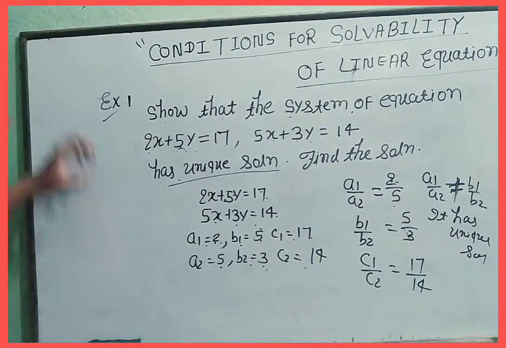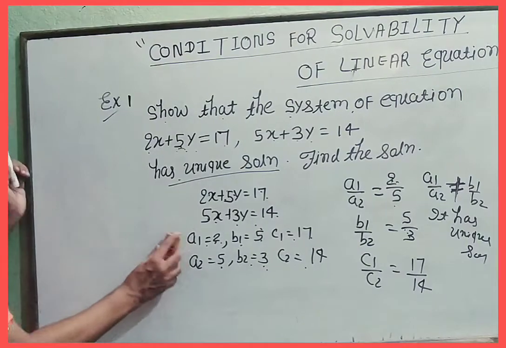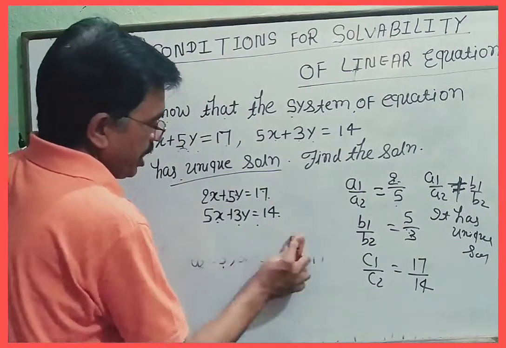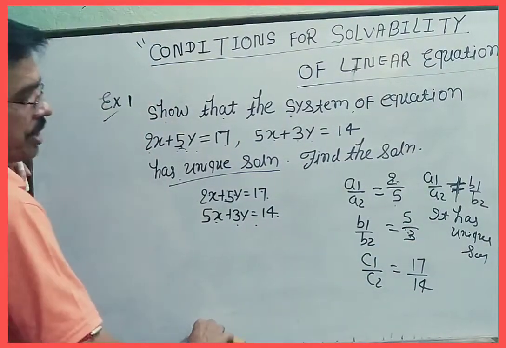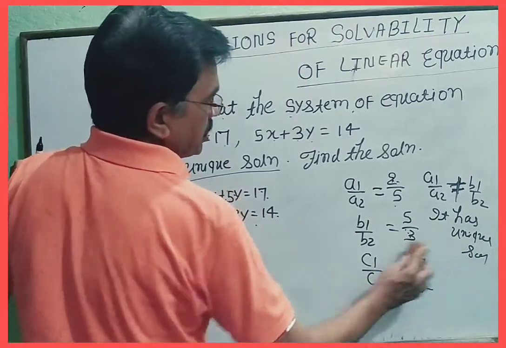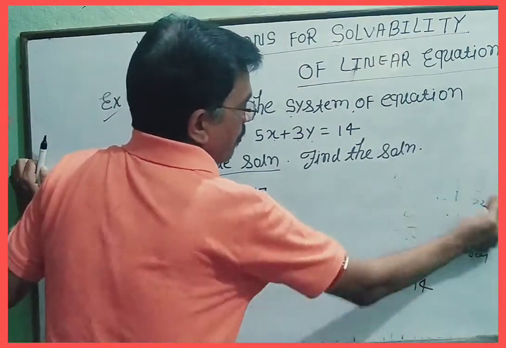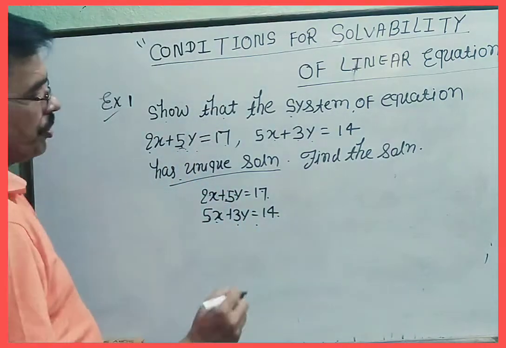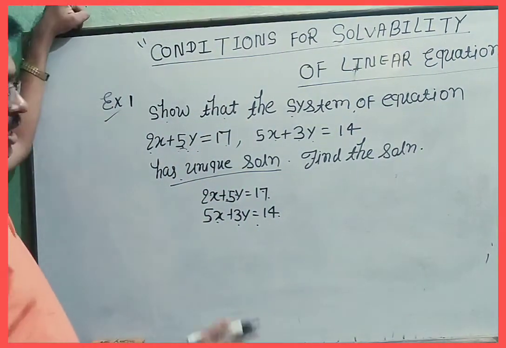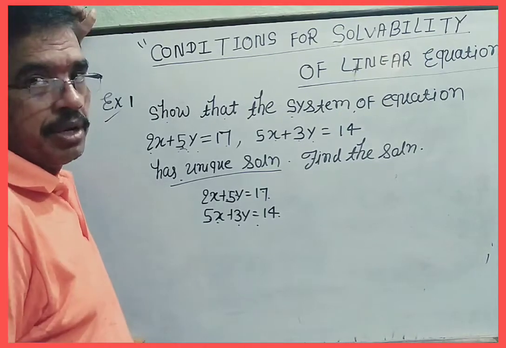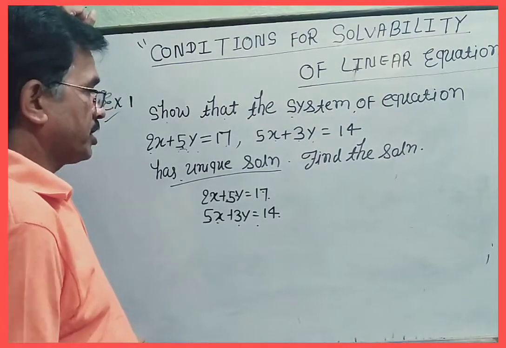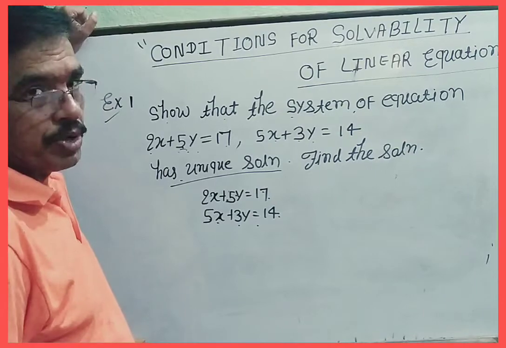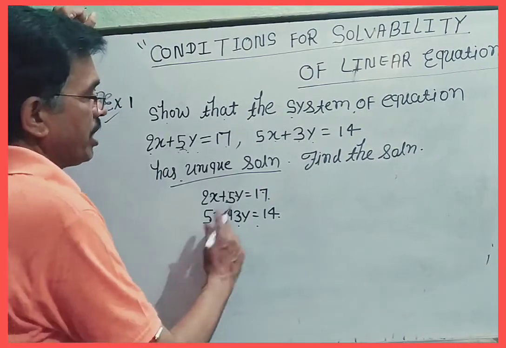Now your question is, find the values of x and y if it is a unique solution. So it is clear, it is a unique solution. So now we find the values of x and y by any method. In your book, the method used is cross multiplication. But this year, cross multiplication is removed from your syllabus, so it is solved by the elimination method.